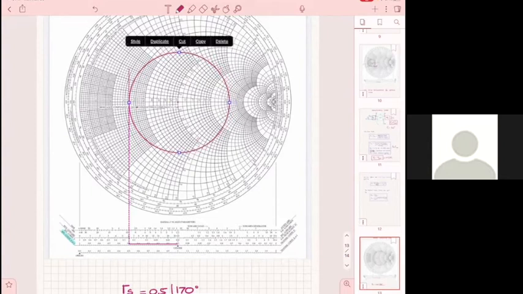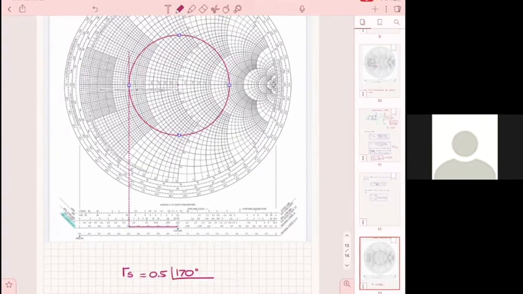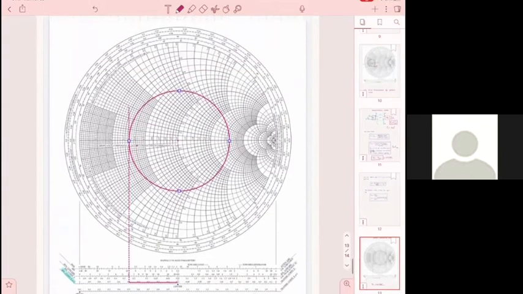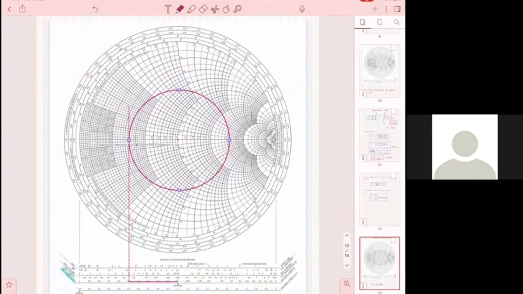Approximately. Okay. Like that. And then what else do I do? What is the phase 170? How do I measure 170? Just on the circle of reflection coefficient angle. Yes. Just look for 170 on the second, yes.